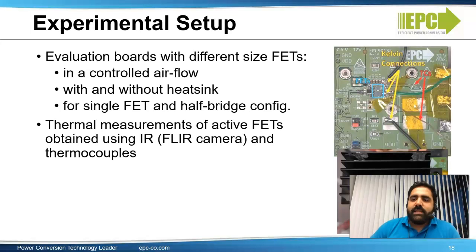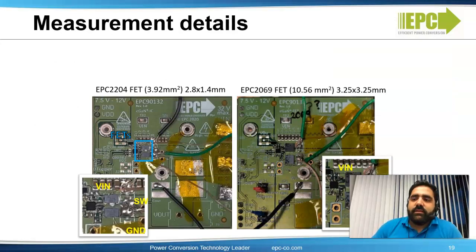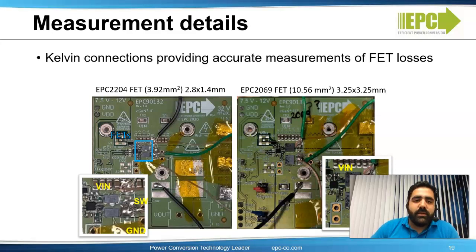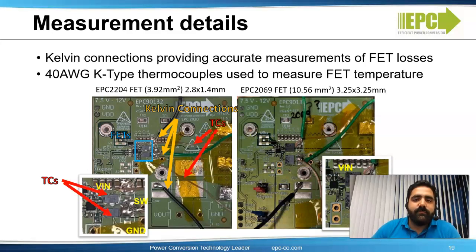So for validating the model, we performed a set of thermal tests on different size FETs. We also used the FETs in dual FET configuration and in controlled airflow, with and without a heatsink. We used an IR camera to measure the thermal response, and thermocouples were also used and can provide readings when the heatsink is mounted. The FETs are activated in reverse bias to control the amount of heat dissipation. Here we can see the Kelvin connections for the VIN, switch node and the ground node. And also here we can see the connections for the thermocouples.